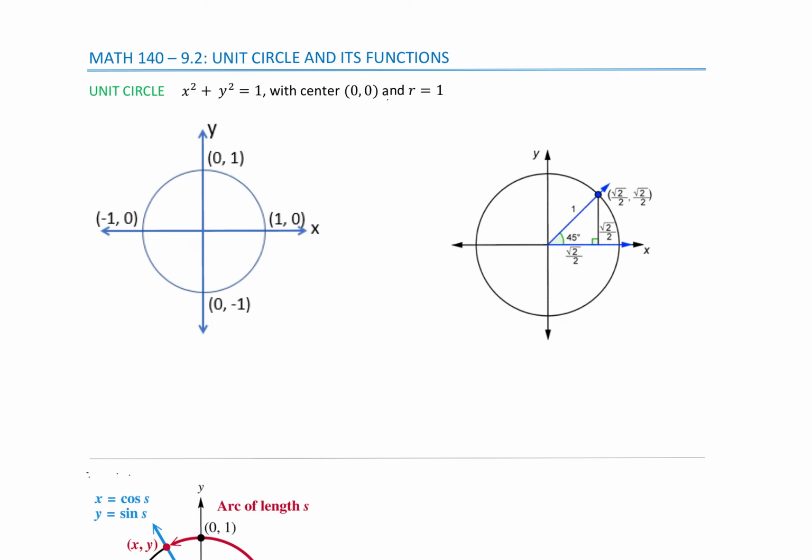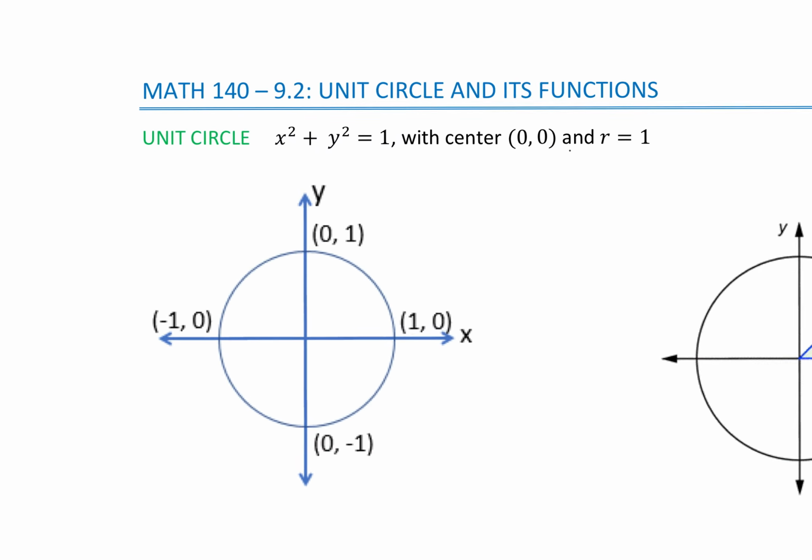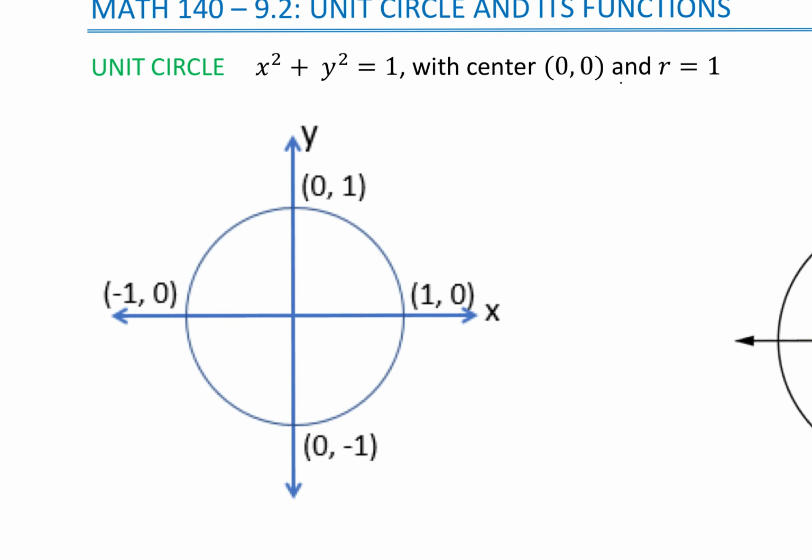In 9.2, what we're going to do is look at the properties of what we call a unit circle and the functions that we can create from the unit circle. So first of all, when we talk about a unit circle, that would be in this first picture, we have this circle, and this circle has the property that the equation is x squared plus y squared equal to 1. The center is going to be at the origin, or the point (0, 0), and the radius is going to be 1.